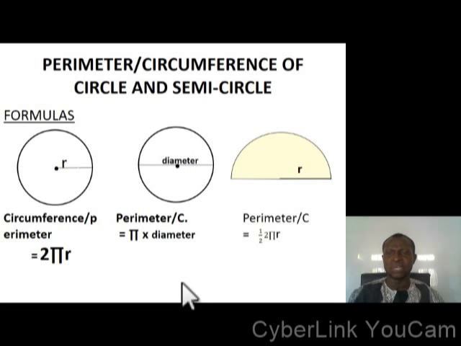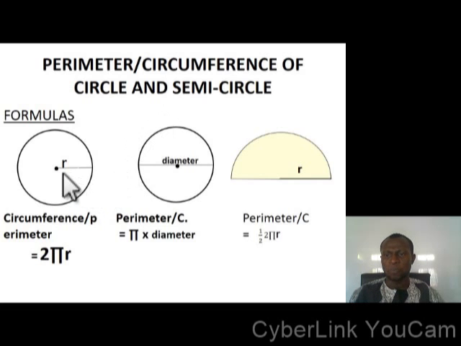Now we move to the next one, which is the perimeter or the circumference of the circle. Just like in your assignment, where you are asked for another name, the perimeter of a circle can also be called, dash, what we call it, circumference of the circle. So you either call it the perimeter of a circle or the circumference of the circle. So we'll be looking at that of a circle and semicircle.